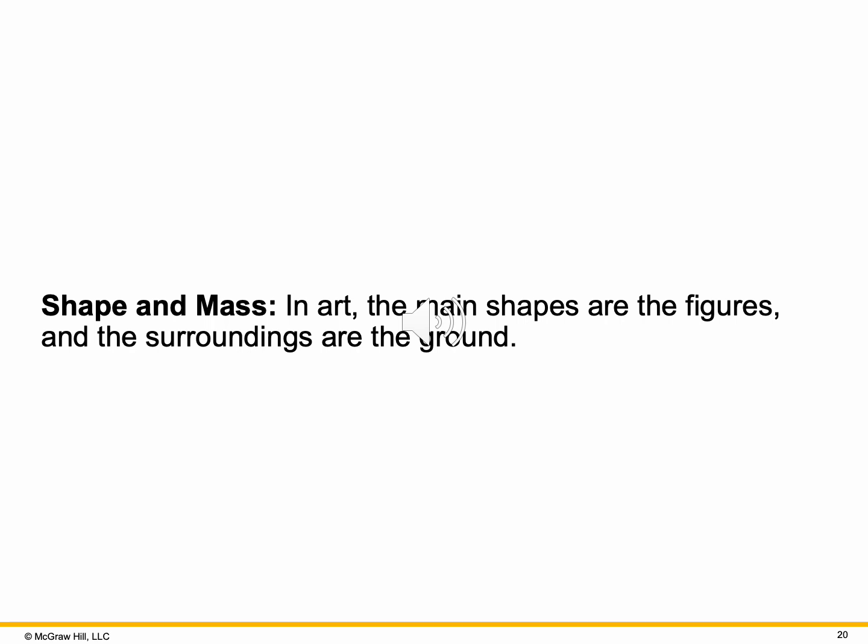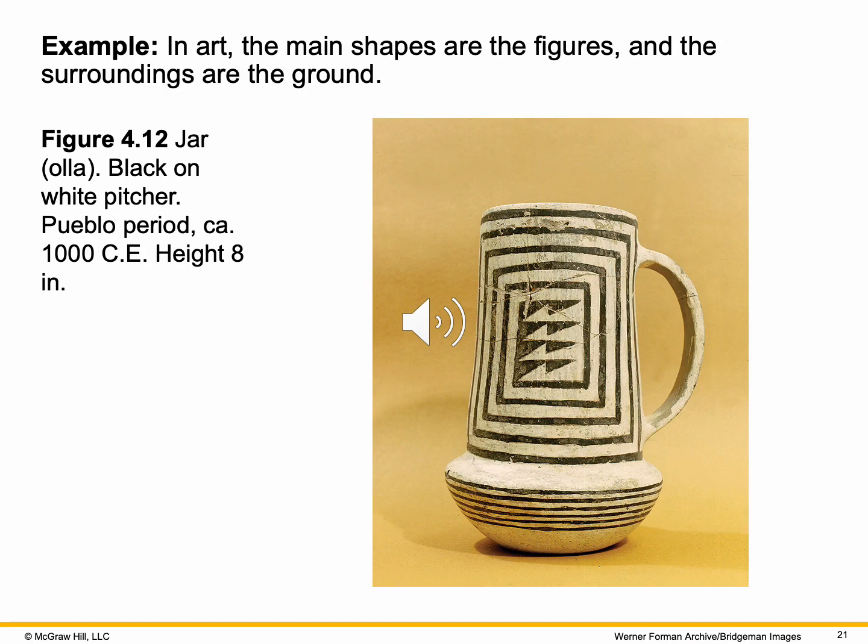Space and mass. In art, the main shapes are the figures and the surroundings are the grounds. We perceive shapes by mentally detaching them from their surroundings and recognizing them as distinct and coherent. We refer to this relationship as figure and ground. A figure is the shape we detach and focus on. The ground is the surrounding visual information that the figure stands out from, or the background.